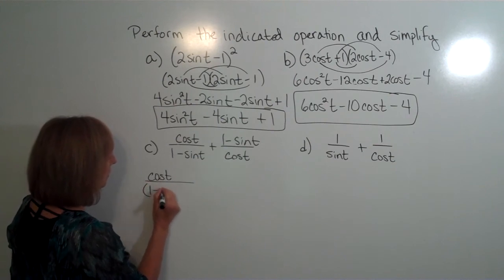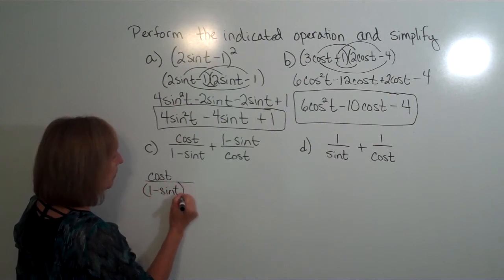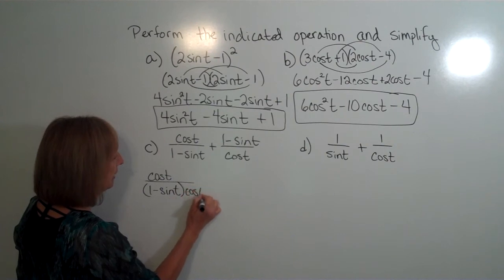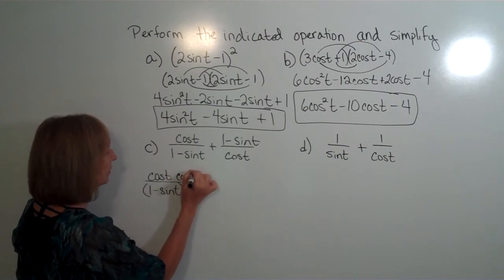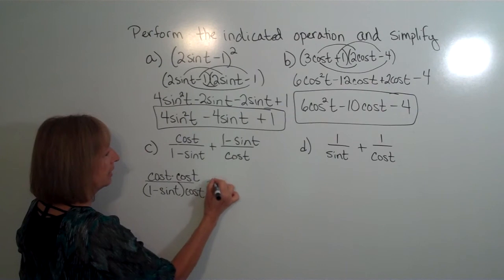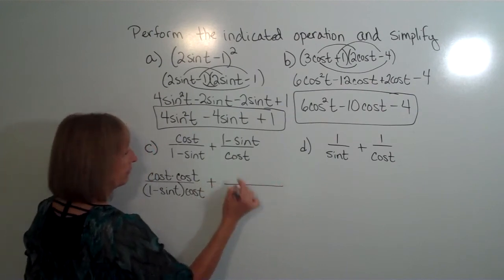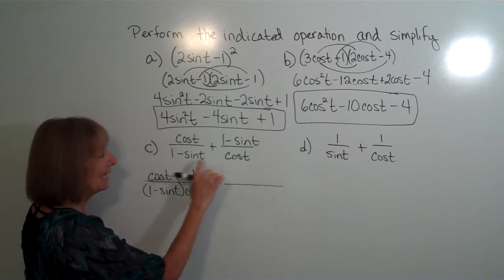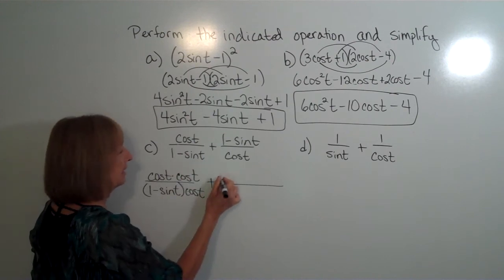So my first fraction needs to be built with a factor of the cosine t to get a common denominator, plus, and my second fraction has the cosine t, it needs to be built with the 1 minus sine t.